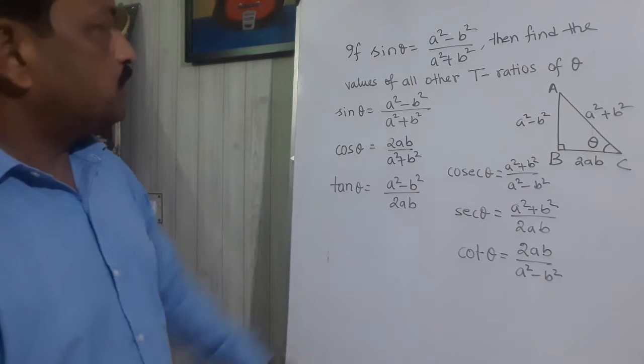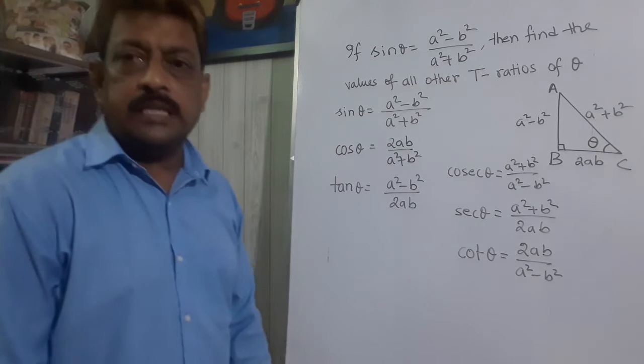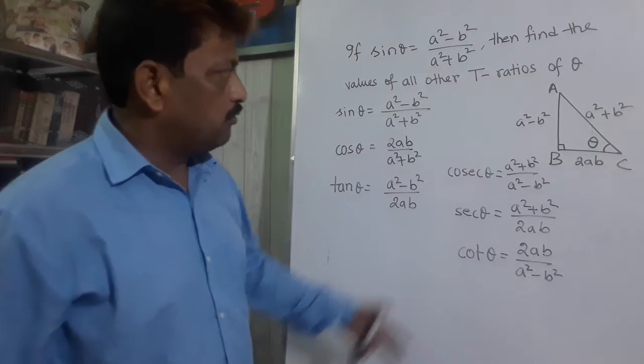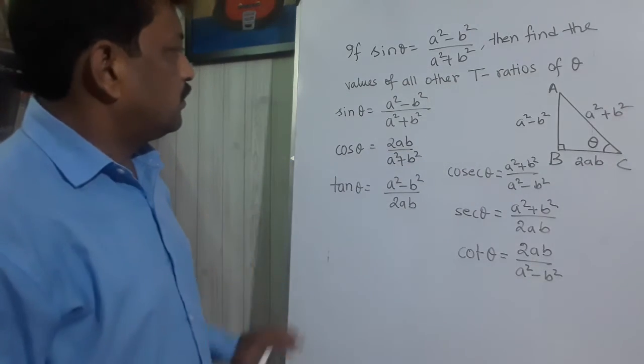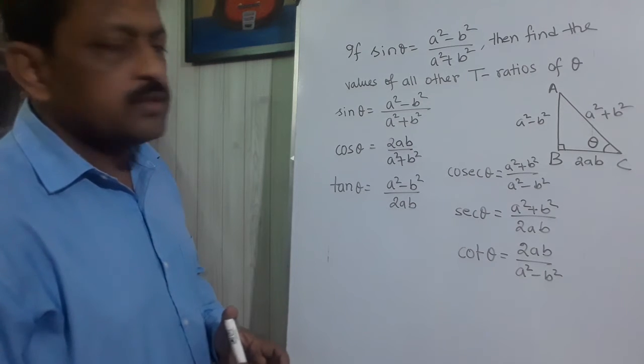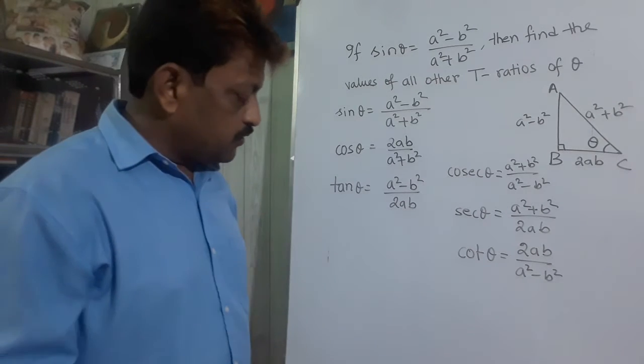Okay, so hope we have understood how to find all these ratios. Just go through the process. The sum was really very easy, only a little bit of calculation during the Pythagoras theorem. Otherwise the whole thing is very simple. Okay, so let me solve one more problem.